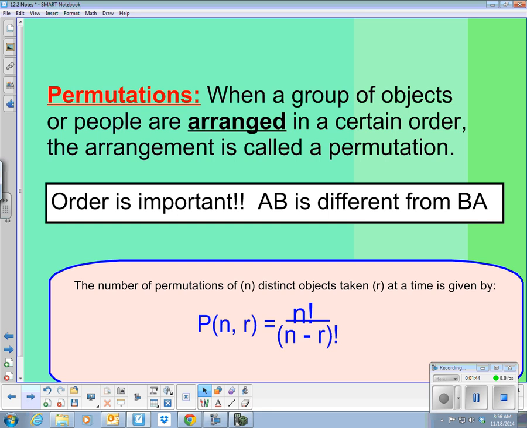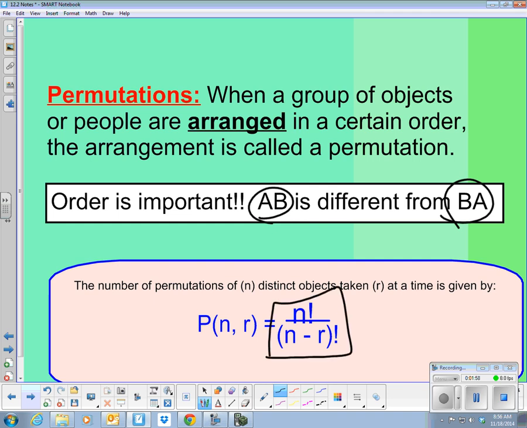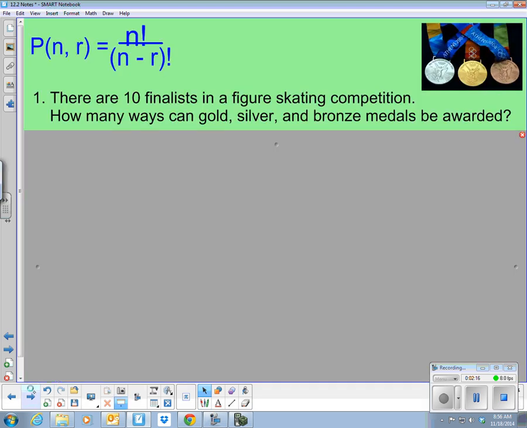So a permutation is when you're looking at an arrangement. Order is important. AB is different from BA. So if I'm taking 2 things, that is what it looks like. Mathematically, here's what it is: n factorial over n minus r factorial. N is how many objects there are, and r is how many you're taking. So n is the number of objects, r is the number of things you're taking. It's going to be n factorial over n minus r factorial.